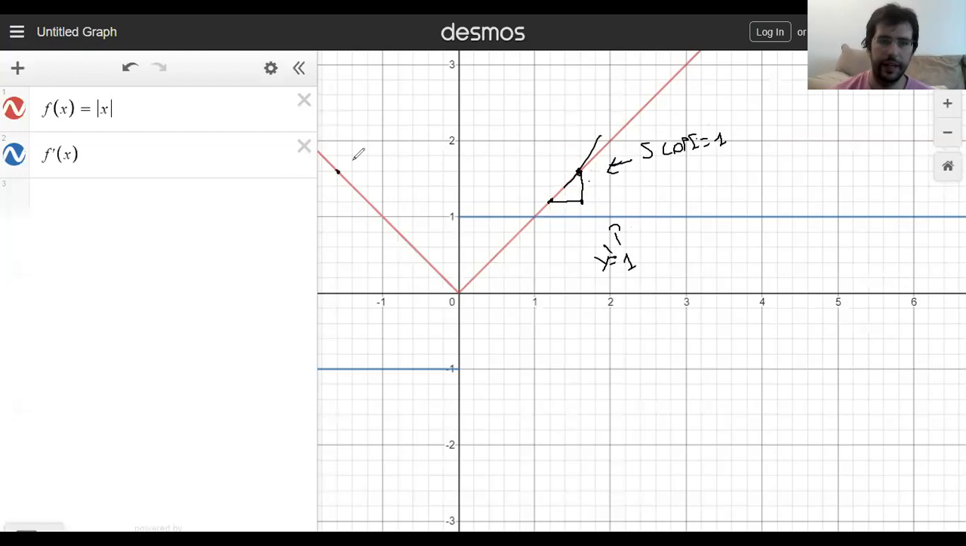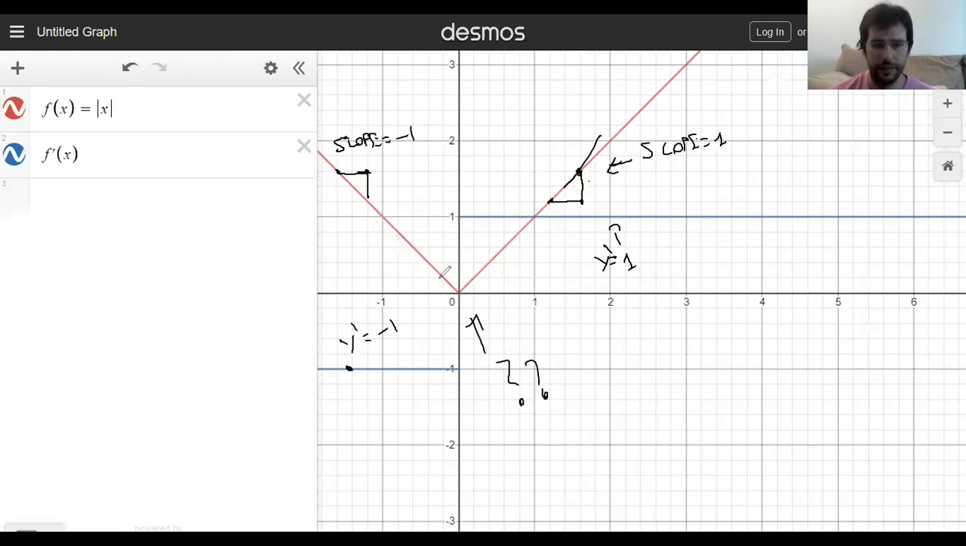Over here, when I go 1 to the right, I go -1 down. So this has slope -1. And everywhere here, the derivative takes the value -1. Now, what happens in the middle? In the middle, what happens is that there's no... So what's the tangent line?